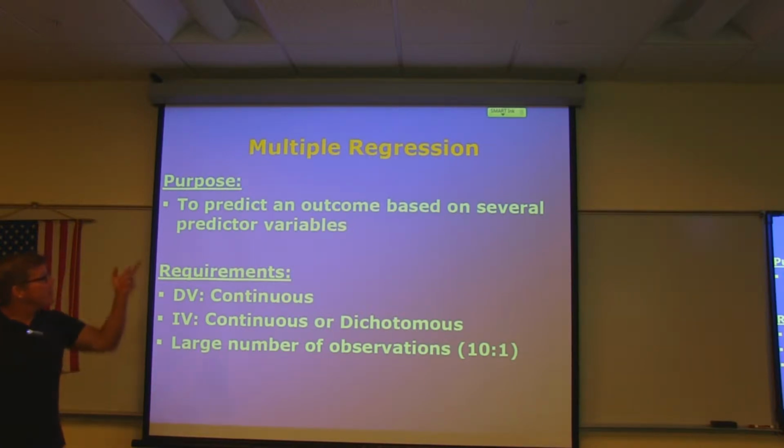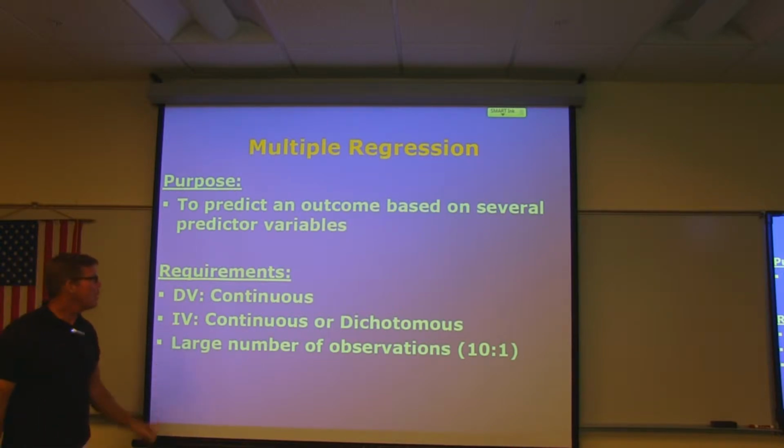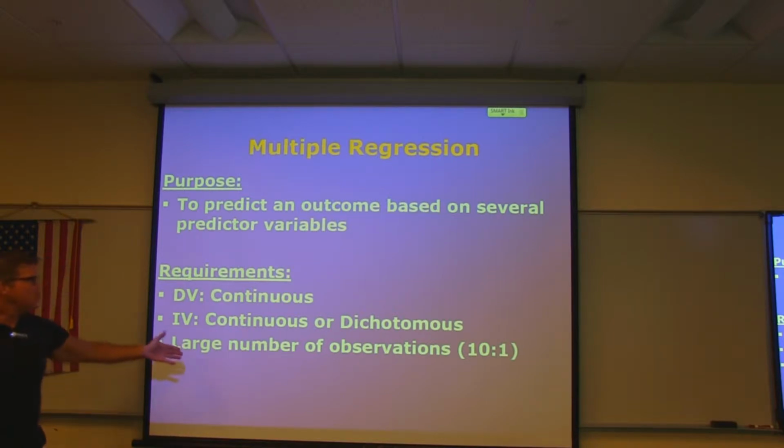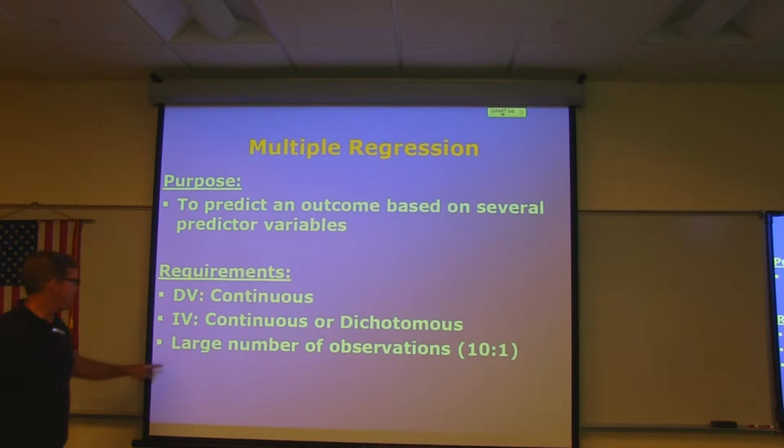Our topic today will be multiple regression. Its purpose is to predict the outcome based on several predictor variables. Now in this particular case, in multiple regression, we have some requirements. Our dependent variable is always continuous. The independent variables, the predictor variables, can be either continuous variables or dichotomous variables. And we would prefer a large number of observations.